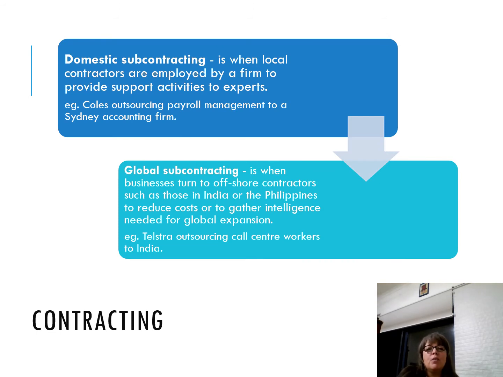Okay, so domestic subcontracting is when local contractors are employed by a firm to provide support services to experts. Our example here is that Coles actually outsourced their payroll management to a Sydney accounting firm. Domestic meaning within Australia, as opposed to global subcontracting. This is when businesses turn to offshore contractors, such as those in India or the Philippines, to reduce costs or to gather intelligence needed for global expansion. Our example here is Telstra, who outsource call centre workers to India.